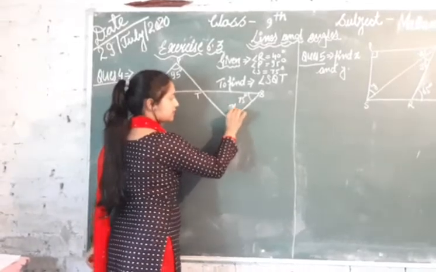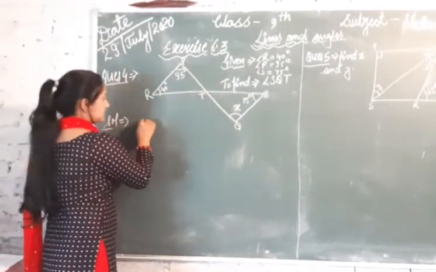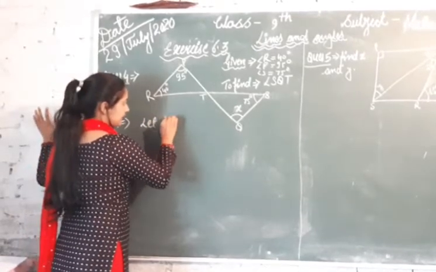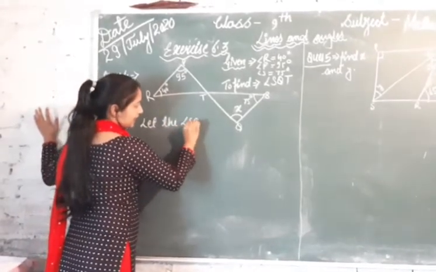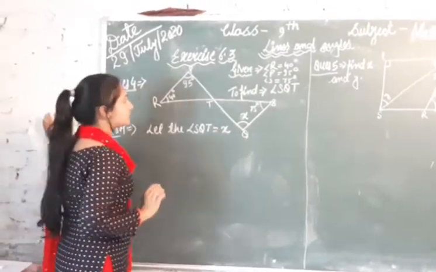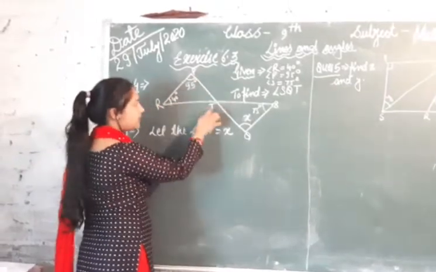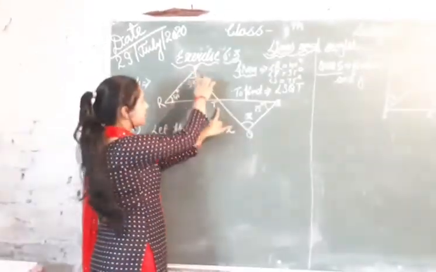इसे x मान लेते हैं. Okay, now solving the question. Let the angle SQT be x. Okay, now how can we solve it? First of all, see the figure here. Okay, see, this is a triangle RPT. This one is a triangle RPT.